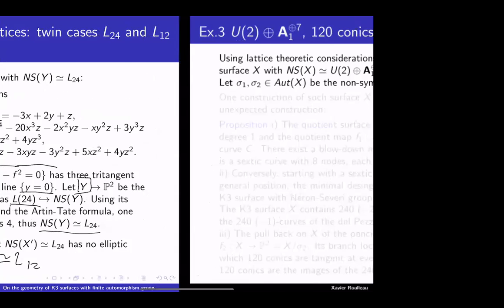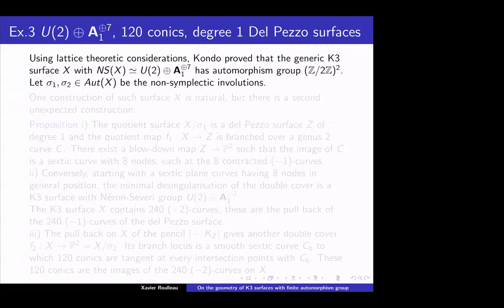So let me give a third example. It is an example with a lot of -2 curves. So Kondo has proved that for this surface, the surface with Néron-Severi group U2 plus A1 to the 7. The first part is 2 times the hyperbolic plane, and the other part is -2 on the diagonal.